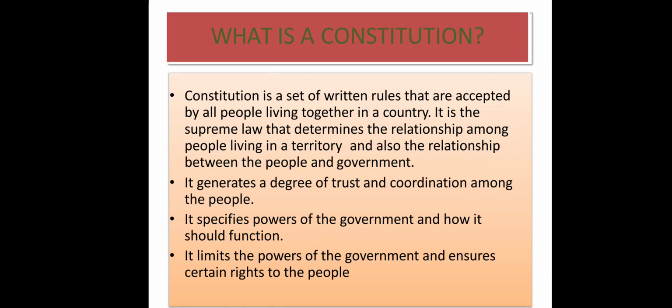What is a constitution? A constitution is a set of written rules that are accepted by all people living together in a country. It is a supreme law that determines the relationship among people living in a territory and also the relationship between the people and government. It generates a degree of trust and coordination among the people. It specifies the powers of the government and how it should function. It limits the powers of the government and ensures certain rights to the people.